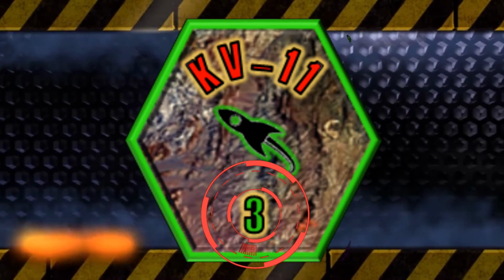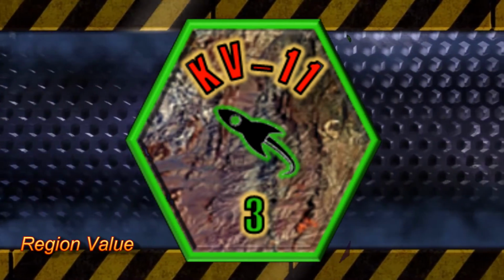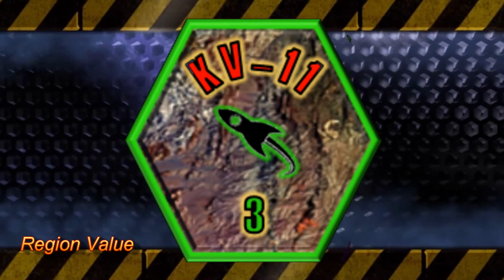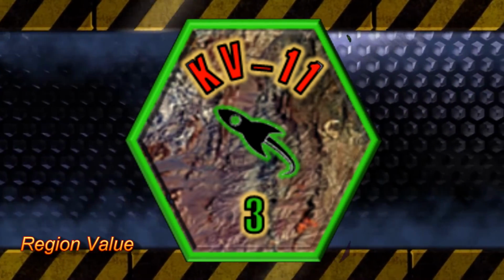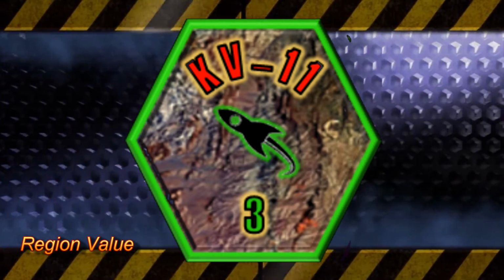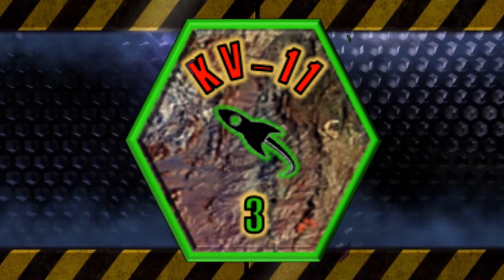At the bottom of the tile, you'll notice its region value. This shows how difficult a particular tile is to take. A lot of things can affect a region's value. The ones you'll see most often are either it has a facility placed on it, that's the symbol in the middle, or it's near a shield generator.